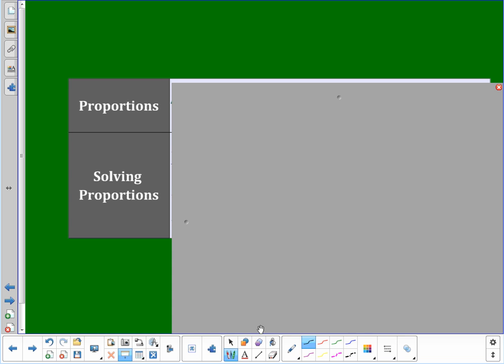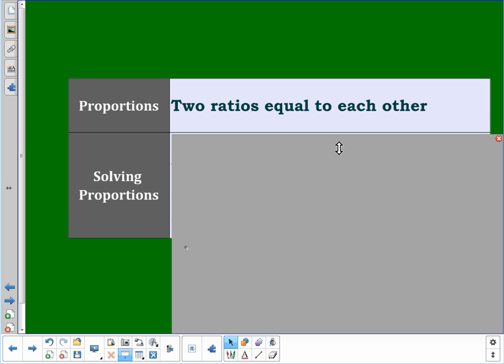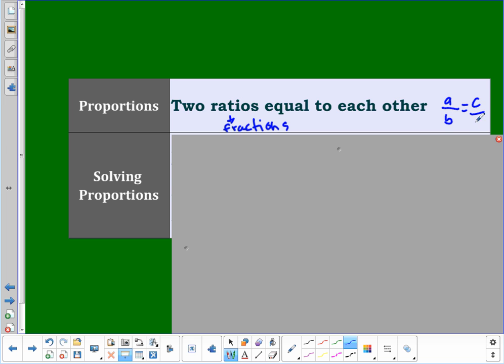Okay, so now let's talk about proportions. So when I have a proportion, that's when I have two ratios that are equal to each other. Remember that ratio is just kind of a different way of saying a fraction. So two fractions that are equal to each other, two ratios that are equal to each other. That's what a proportion is. So it's going to look like something like this. I have, let's say A over B is equal to C over D. I have a ratio on the left, ratio on the right, equal sign in the middle.